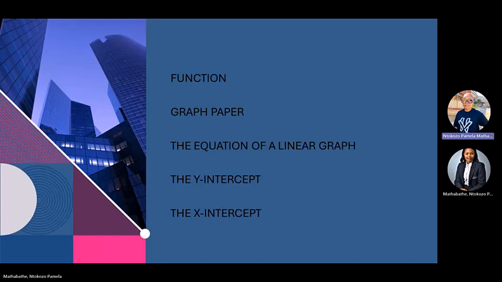What is the y-intercept? The y-intercept is the point where a graph crosses the y-axis, and the x-intercept is the point where the graph crosses the x-axis.